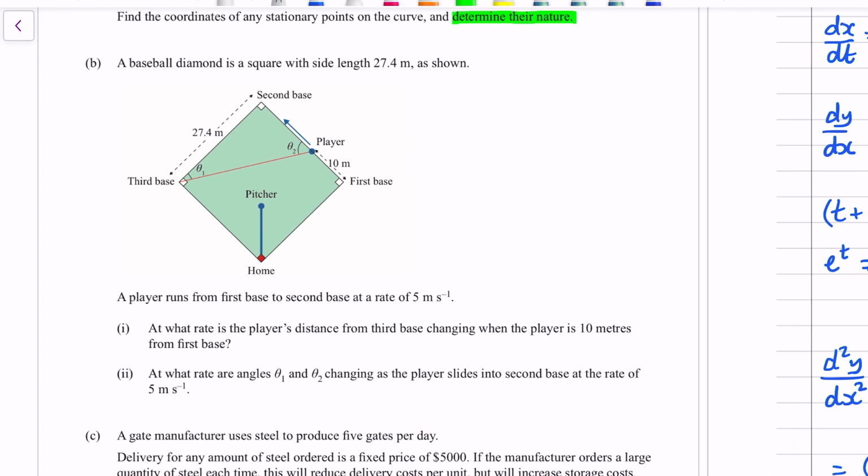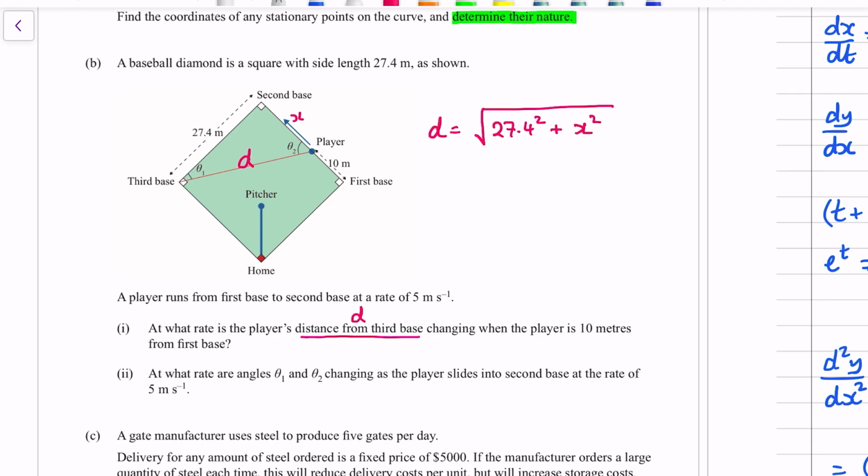We've got a couple of ways that we can solve this problem as well. The first one, or the way I did it, is to write this distance that we're trying to find, this distance here, the player's distance from third base, as a function of time. So I did that straight away. I said, okay, Pythagoras tells us what that distance is. It's d equals the square root of 27.4 squared plus, let's call this little bit here, x squared.